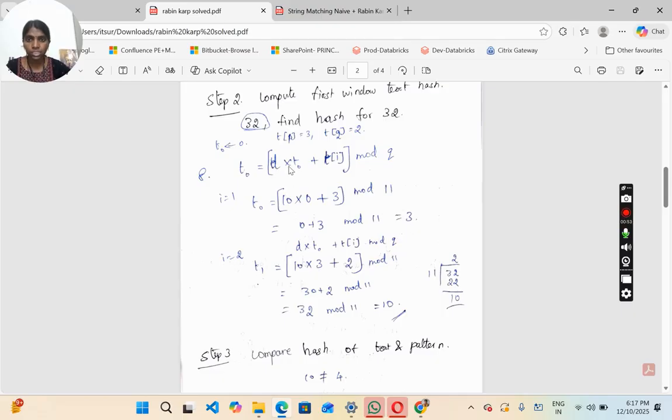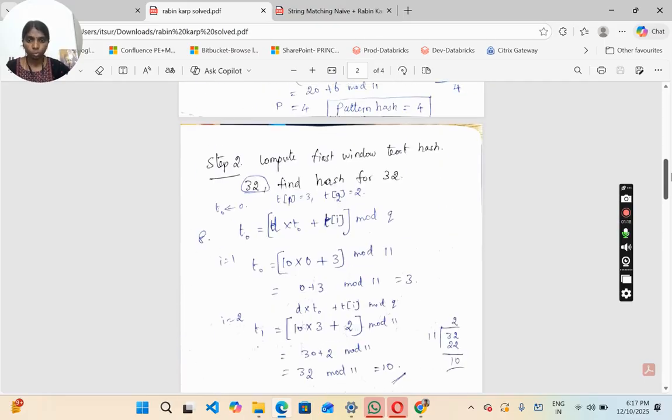So in our formula, g into t we found 3, and plus our t of 2 is 32. So 3 we used here, 2 we are using now. So in 3, 10 into 3, 30 plus 2 mod 11, 32 mod 11. If we divide 32 by 11, then we'll get remainder as 10. So our hash value for our 32 is 10, like this.